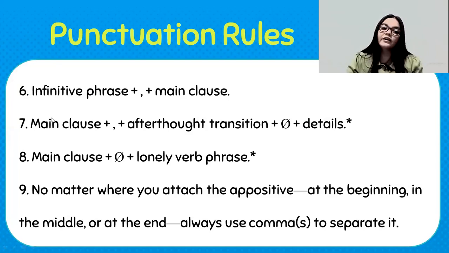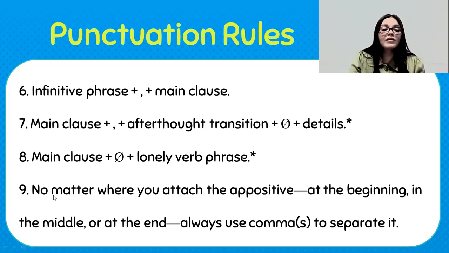Then we have main clause, afterthought transition, no comma, and then you list the details. This applies for all the words except, that's why you see the star here, the only exception, for example, for instance, because we will say a main clause, comma, for example, comma, and then the details. Then you have how to fix the lonely verb fragment. You add a main clause, no comma, and because you have a coordinating conjunction sometimes, no comma, but the lonely verb phrase. Or you can add a subject to it and erase the coordinating conjunction. Remember, that's why the star.